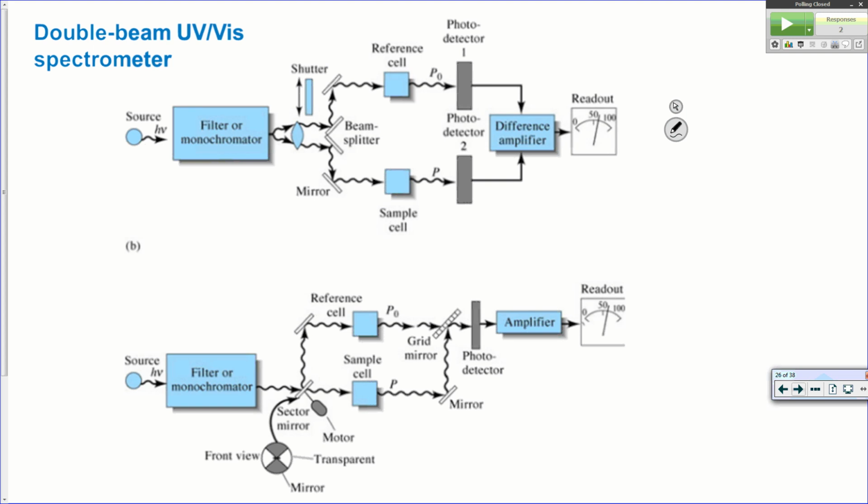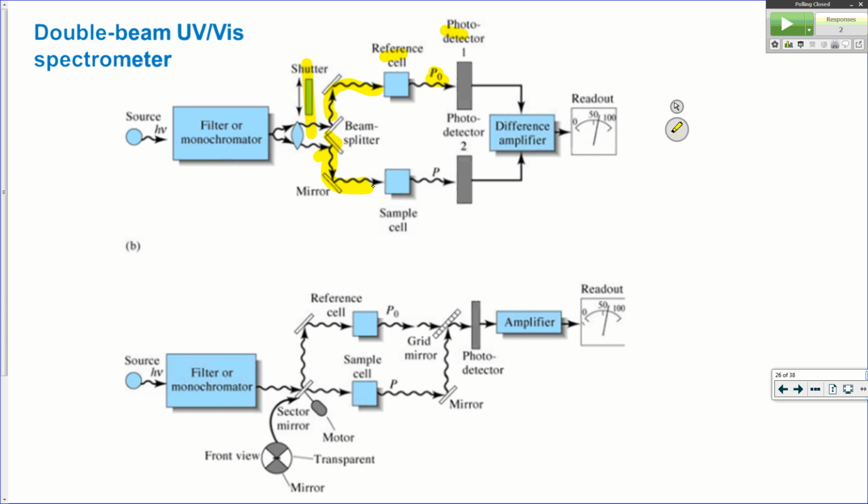Here are the two alternative designs. The one at the top uses a beam splitter, and the light comes through. There's going to be a shutter up here somewhere so you can get dark current. The light is split into two different beams. One portion of the beam goes to the reference cell, where the blank is going to be. It measures P naught with the detector.